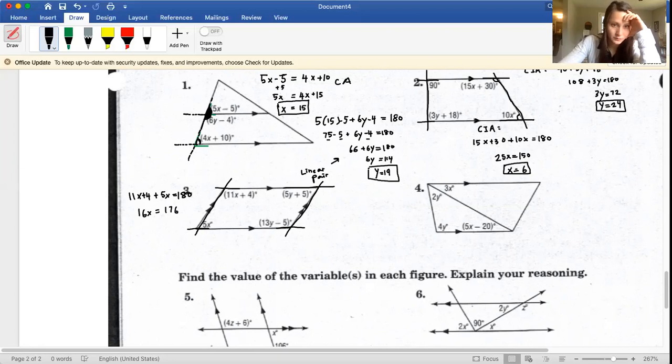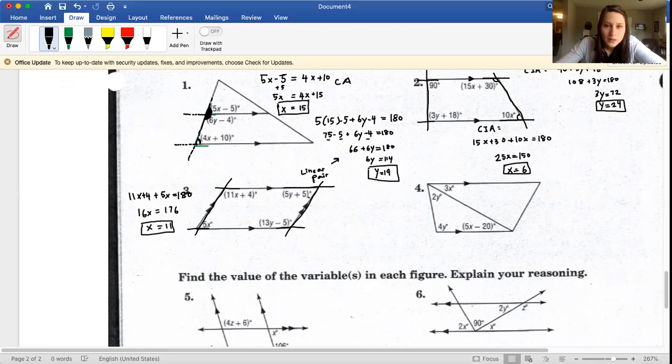Did I do that right? Looks like a decimal, doesn't it? Oh, it equals, no, it doesn't. I don't know what I was doing on my calculator. Okay, x equals 11. Yeah, I must have just been dividing by 6 or something.